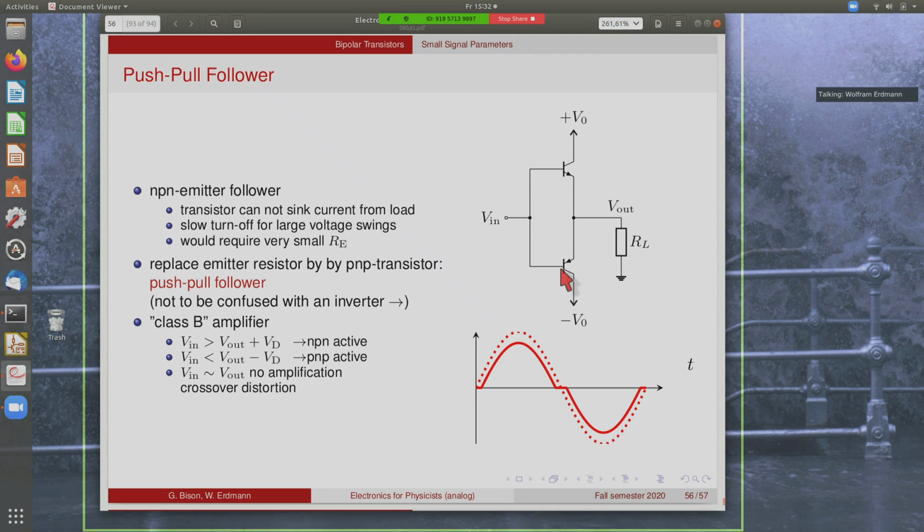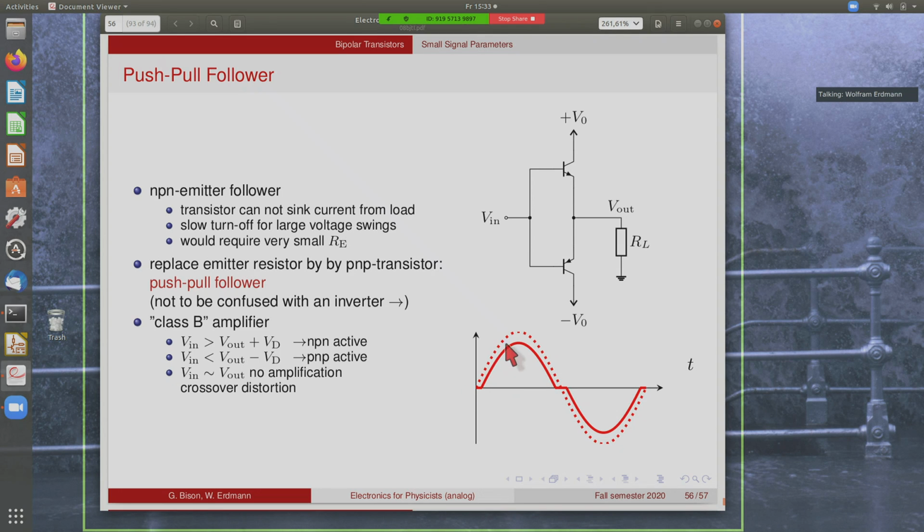The push-pull follower, as it's shown here, is a so-called Class B amplifier. The problem is here that only one transistor is active at a time, and there's a region in between where none of them does anything. And this is given by the range where the base emitter voltage is less than 0.7 volt in either direction. And here you have no amplification, and this is called a crossover distortion.